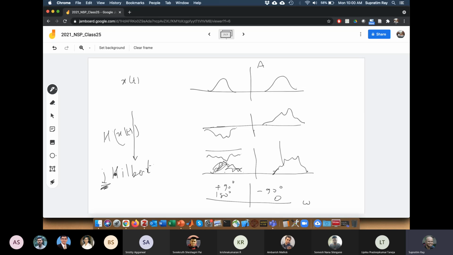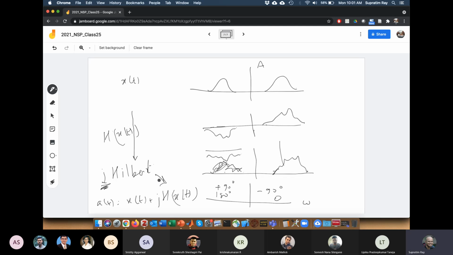So the analytic signal a(t) is nothing but x, the original signal, plus j times the Hilbert transform of x(t). And it is so popular that the analytic signal is sometimes called the Hilbert transform of x. But this is why the Hilbert comes in.